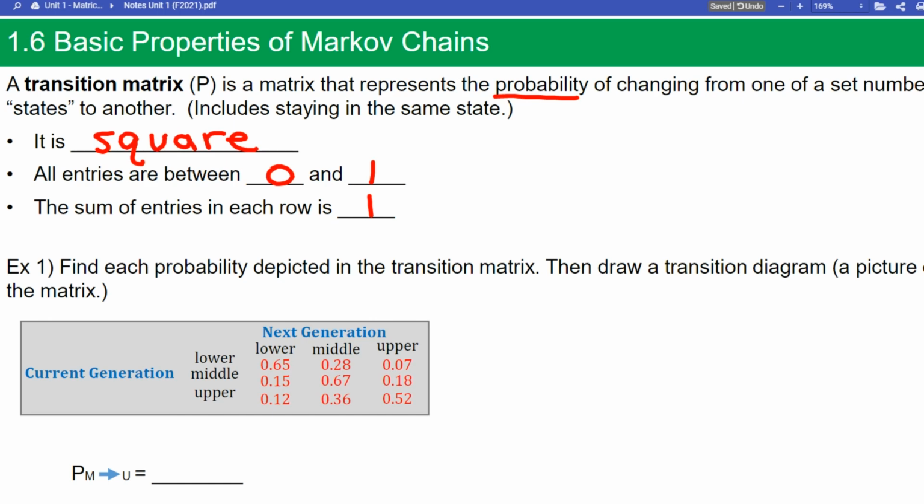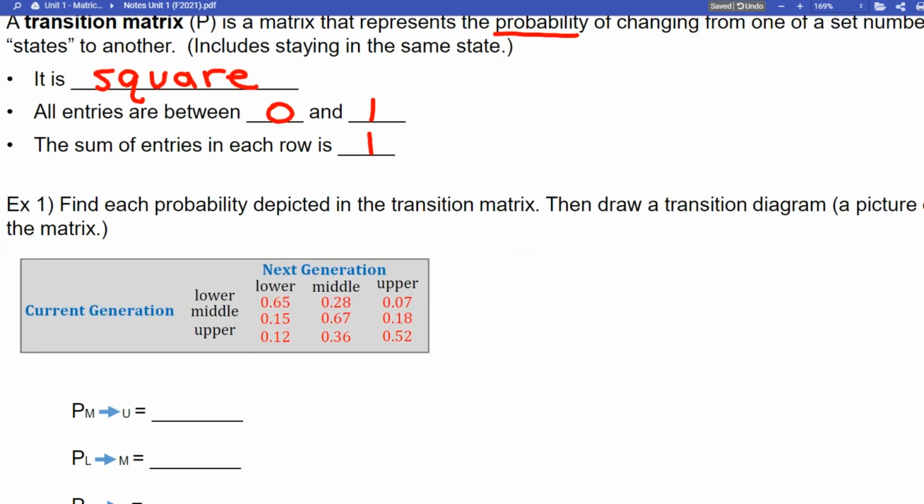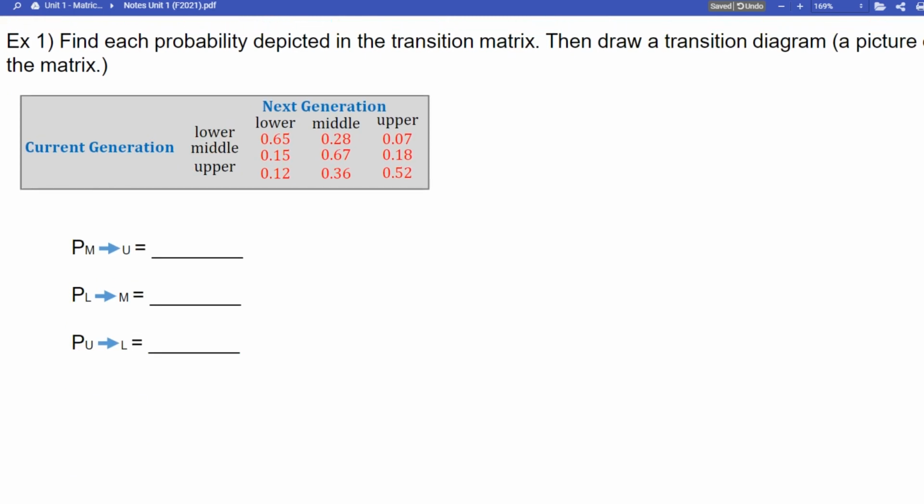Example 1, find each probability depicted in the transition matrix, then draw a transition diagram. So this is a very important question. You have to be able to read the matrix. So the matrix is going to look like this, basically. A lot of the times you're not going to see all those extra words, but this is trying to show you the probability of transitioning from one thing to a different one. Okay, so we are talking about matrices. You always want to start with the row and go to the column. Rows before columns.